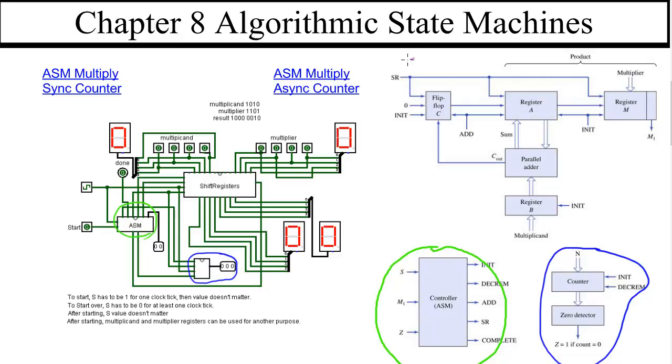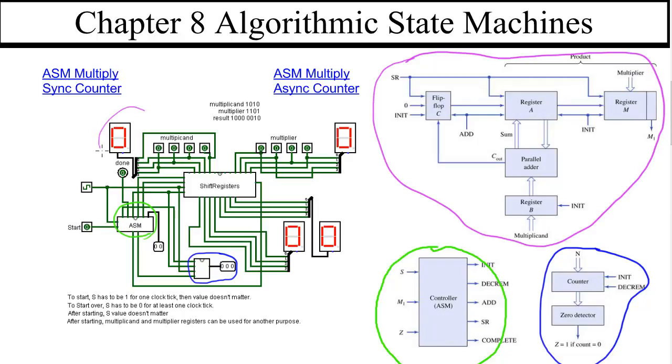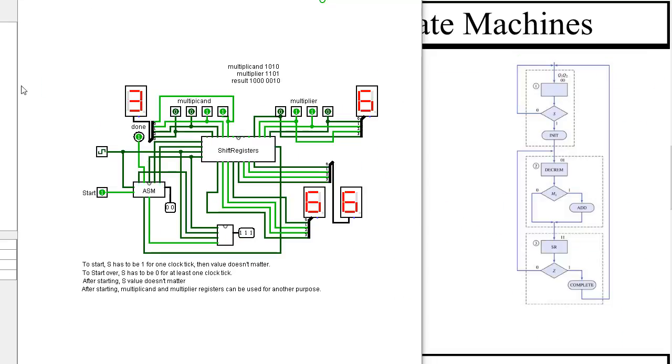And this is all this other stuff. The three of these combine to make this entire circuit, and I'm going to demonstrate it now. So what we're going to do is multiply 3 times 6. Right now, the algorithmic state machine has 2 flip-flops because we have 1, 2, 3 states.